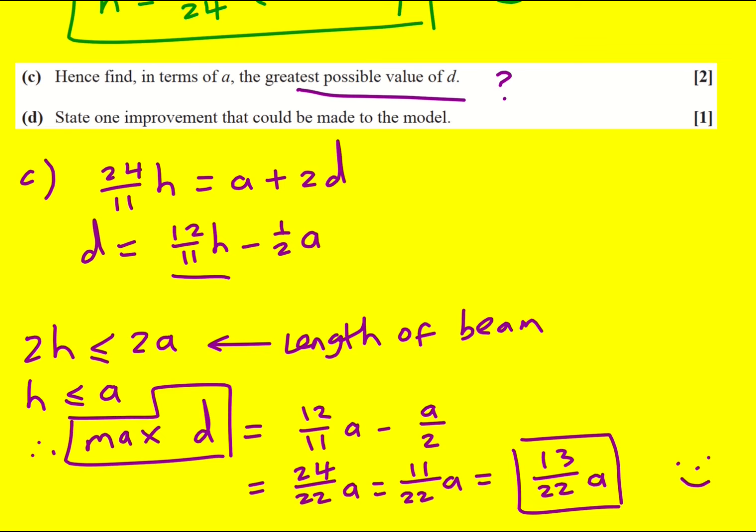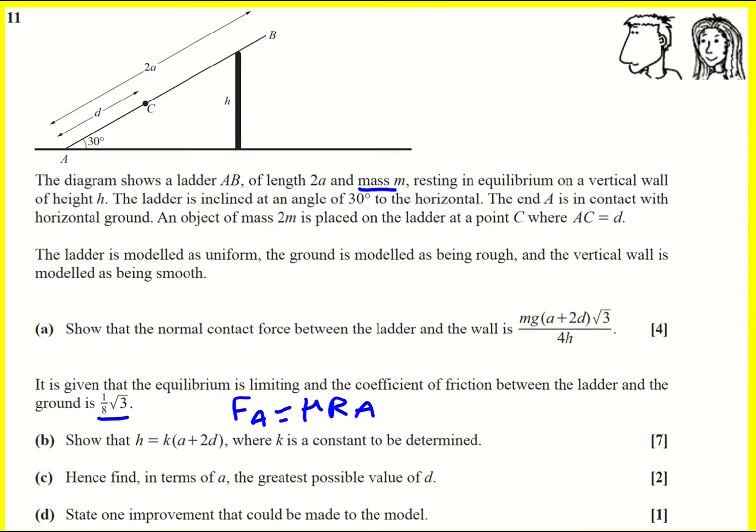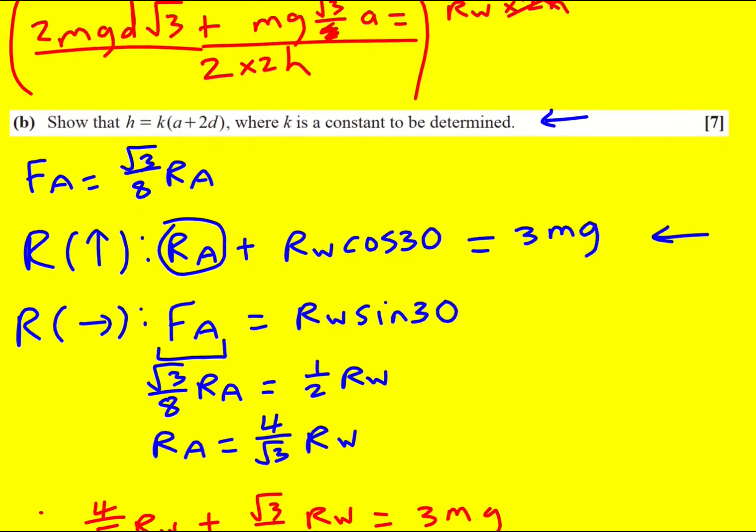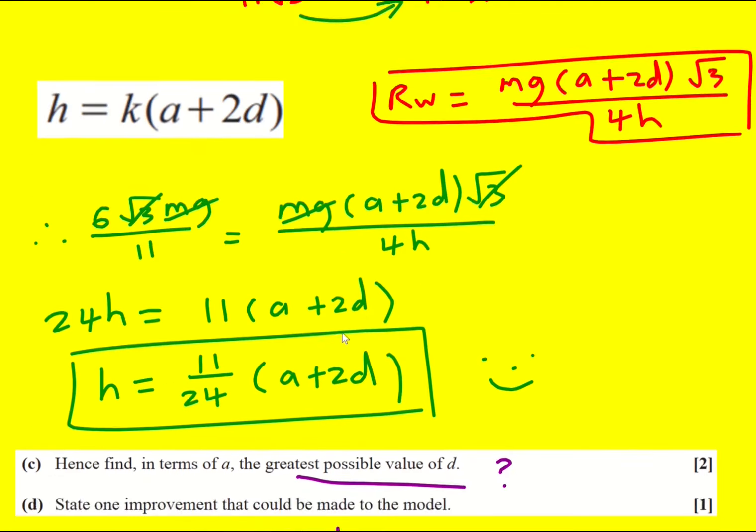Finally, we're asked to state an improvement that could be made to the model. So a good shout, I mean, there are some standard ones, but a good shout is to look back at the problem and look at where we made an approximation. And the one that jumped out to me was the vertical wall being modeled as smooth. So I put that one as my answer. I said, yeah, model friction on the wall at the point of contact with the ladder.